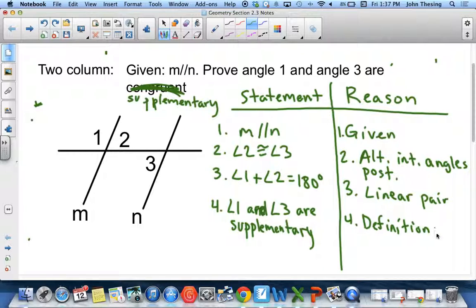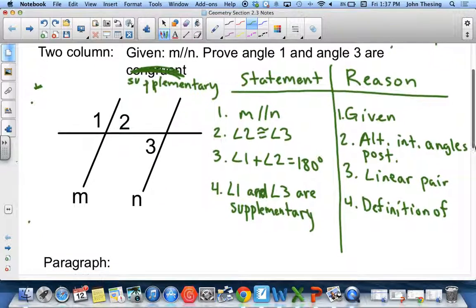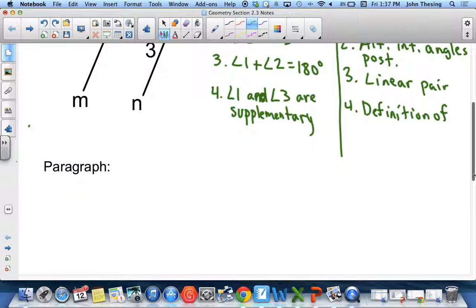Can I just abbreviate it, or write the whole thing out? If you write def of supp angles, that's fine. That's exactly what I'm doing. It sounds like death of supplementary angles, which sounds like a rock band. Like Def Leppard. Yeah, exactly.